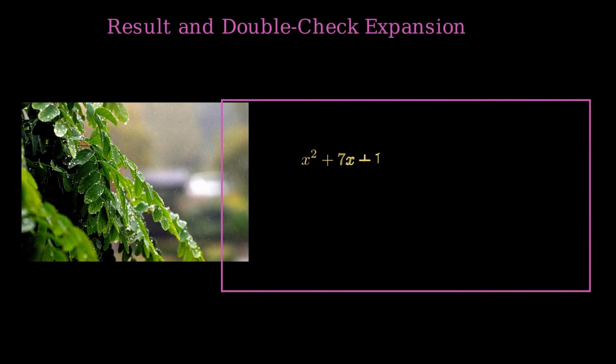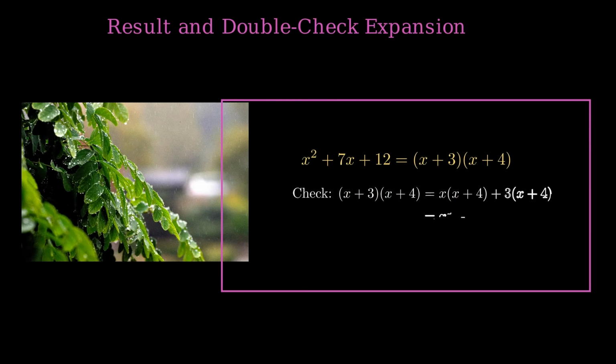Using these two numbers, 3 and 4, we can write the factored expression as open parenthesis x plus 3 close parenthesis times open parenthesis x plus 4 close parenthesis. To be absolutely sure, if we expand out these parentheses using the distributive property, we get x squared plus 4x plus 3x plus 12, which simplifies back to our original expression. The factors are perfect.